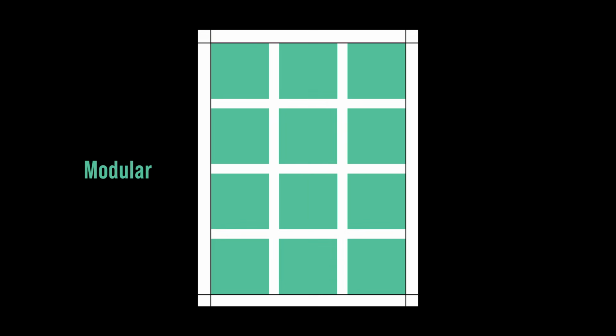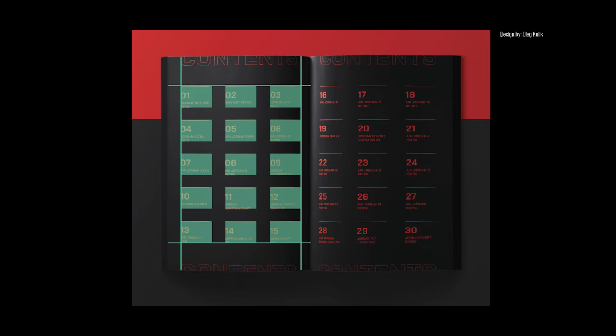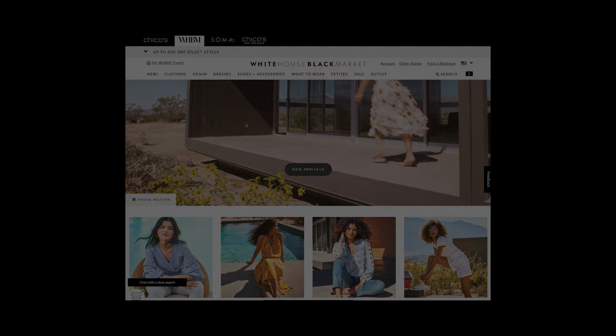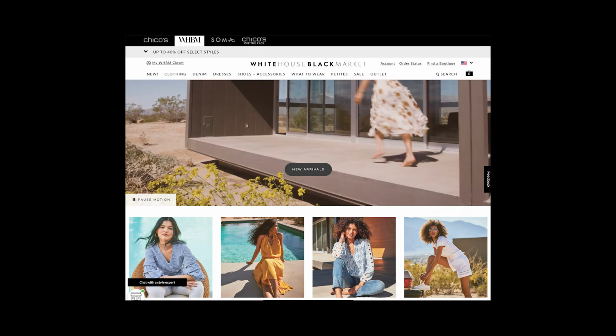The next type of grid is a modular grid, coming from the definition of module, which are the individual sections in between gutters. This example shows very clearly how the content is divided into smaller rectangular modules. The next example is called hierarchical grid layout, and this means starting with the most important elements on the page at the top and laying out the other elements in order of importance. This is used most often in website design.